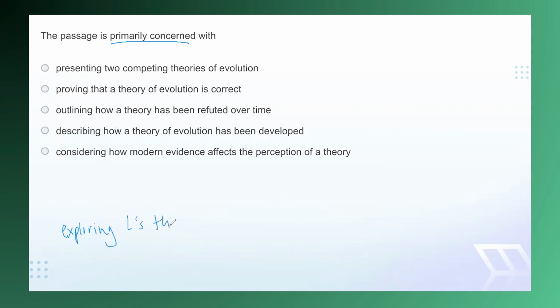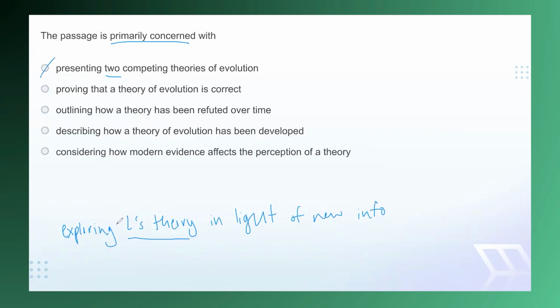Now, if you'll remember, that was exploring Lamarck's theory in light of new info. Okay, so we have a pretty clear picture of what our answer is going to look like. Diving into our answer choices. Now, A might seem like the correct answer if we had only read the first sentence of the passage, which discusses both Darwin and Lamarck, right? Two competing theories of evolution. But if we've read any more of the passage, and especially if we've done summarization like we have, we know that the passage is focused on just Lamarck's theory and everything else is incidental.